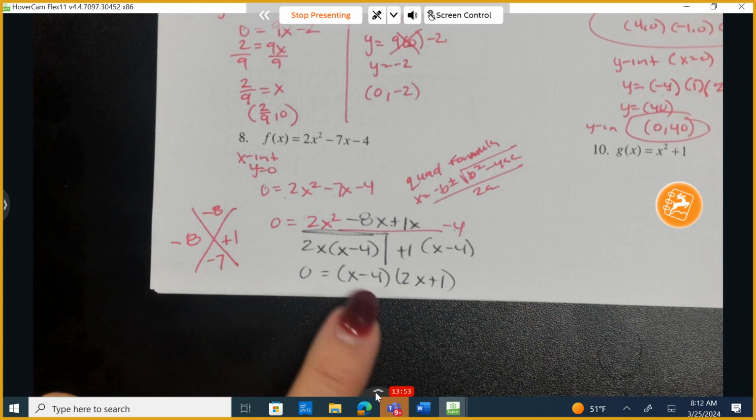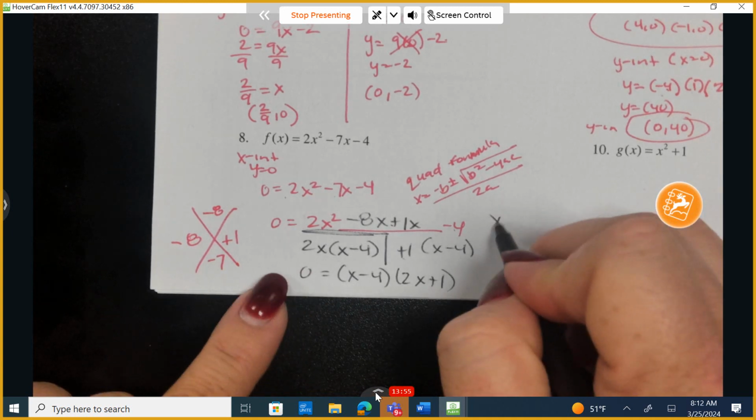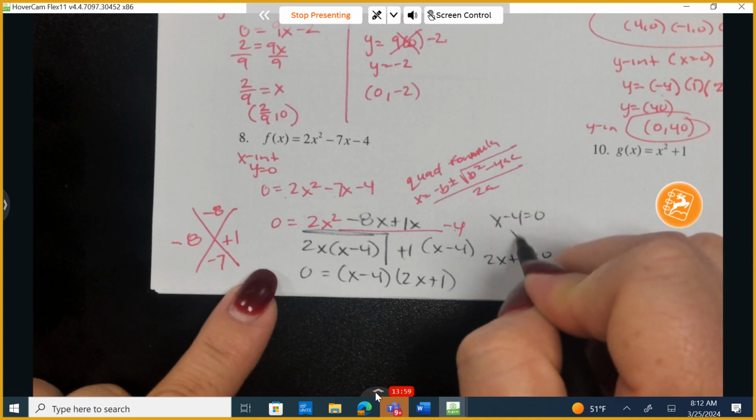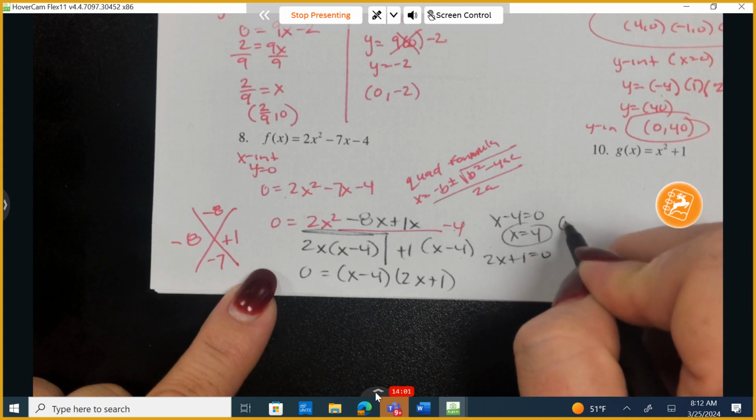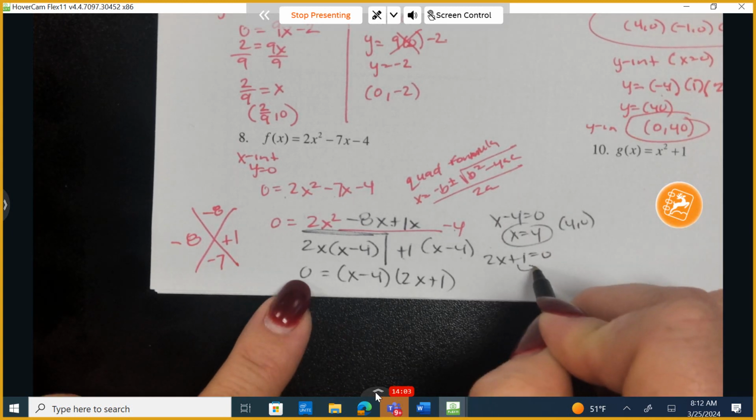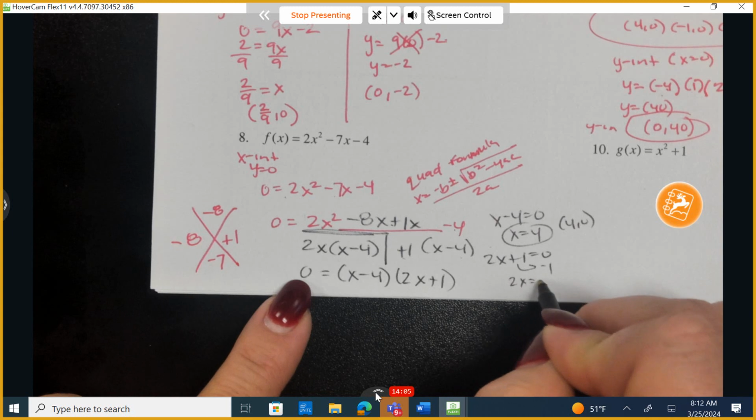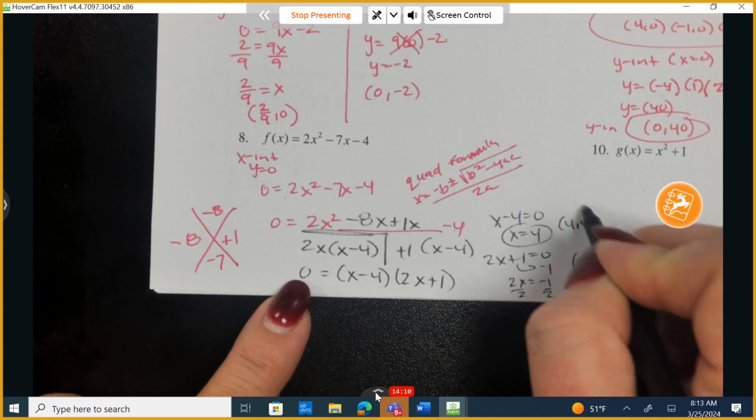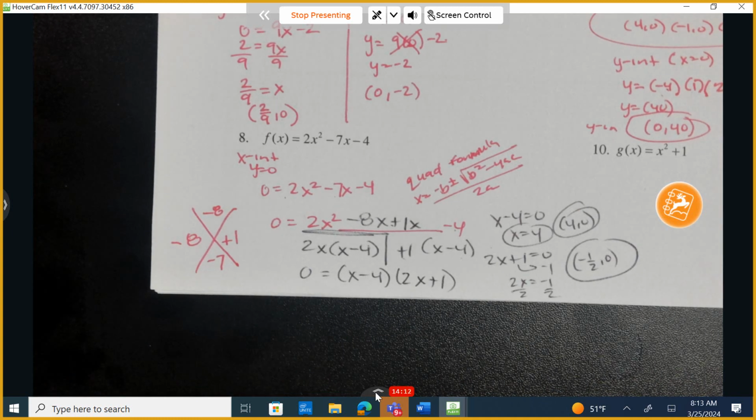And now I'm going to set each of these equal to 0, and I'm going to solve. So x minus 4 equals 0, and 2x plus 1 equals 0. And I would have an answer of x equals 4, so 4, 0. I subtract 1 to the opposite side. I divide by 2, and I'd have another of -1/2, 0. These are the two x-intercepts.